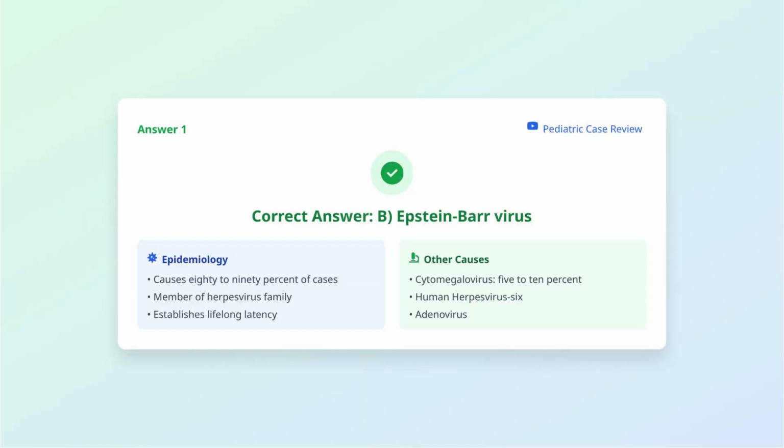The correct answer is B. Epstein-Barr virus. Epstein-Barr virus causes 80 to 90% of infectious mononucleosis cases. It is a member of the herpes virus family that establishes lifelong latency in infected individuals. Other less common causes include cytomegalovirus, which accounts for 5 to 10% of cases, human herpes virus 6, and adenovirus. Understanding the primary causative agent is essential for appropriate diagnosis and management of this condition.